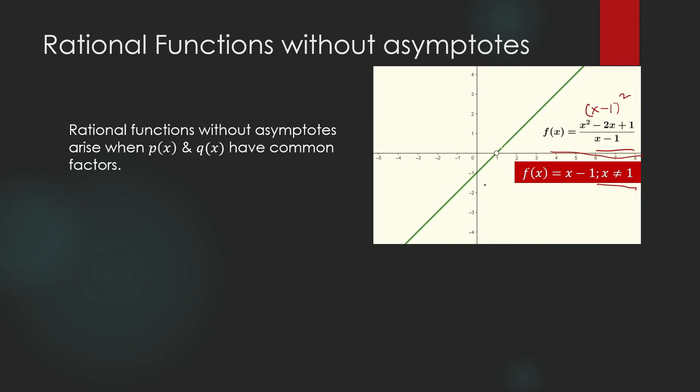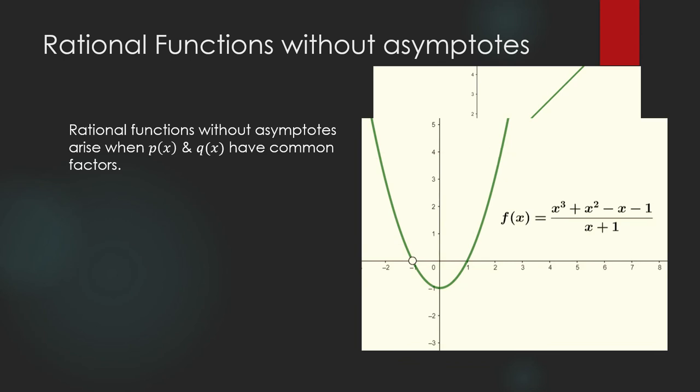And this is the graph. So this one has no vertical asymptote. What it has is a break. This one is also a rational function. f of x is equal to x cubed plus x squared minus x minus 1. x plus 1 is actually a common factor.